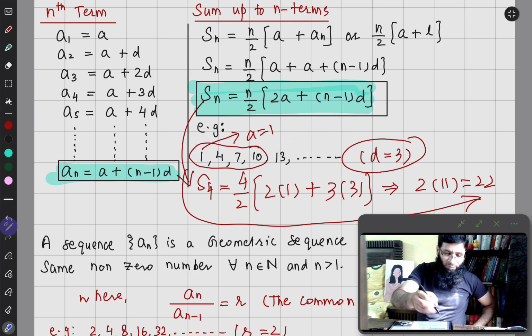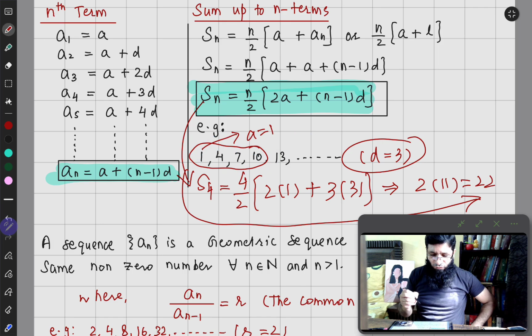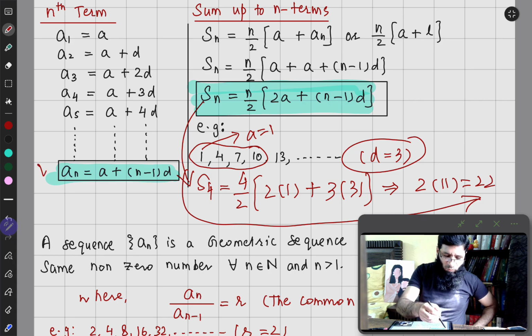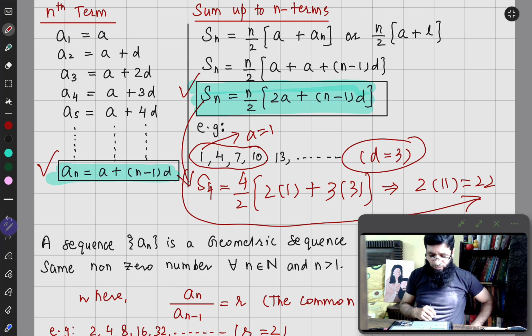So these are 2 very, very important formulas for the arithmetic progression. You also have these formulas in your formula sheet, MF19. This is the formula for the nth term, and this is the formula for the sum up till n terms.